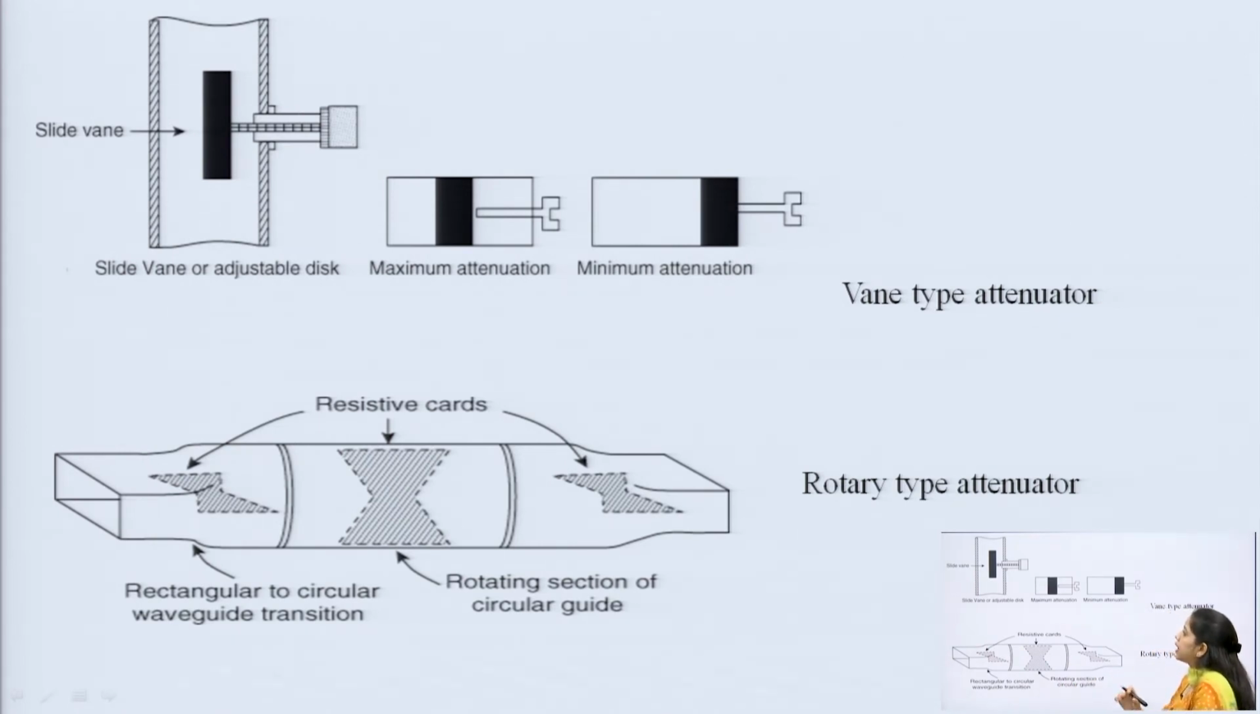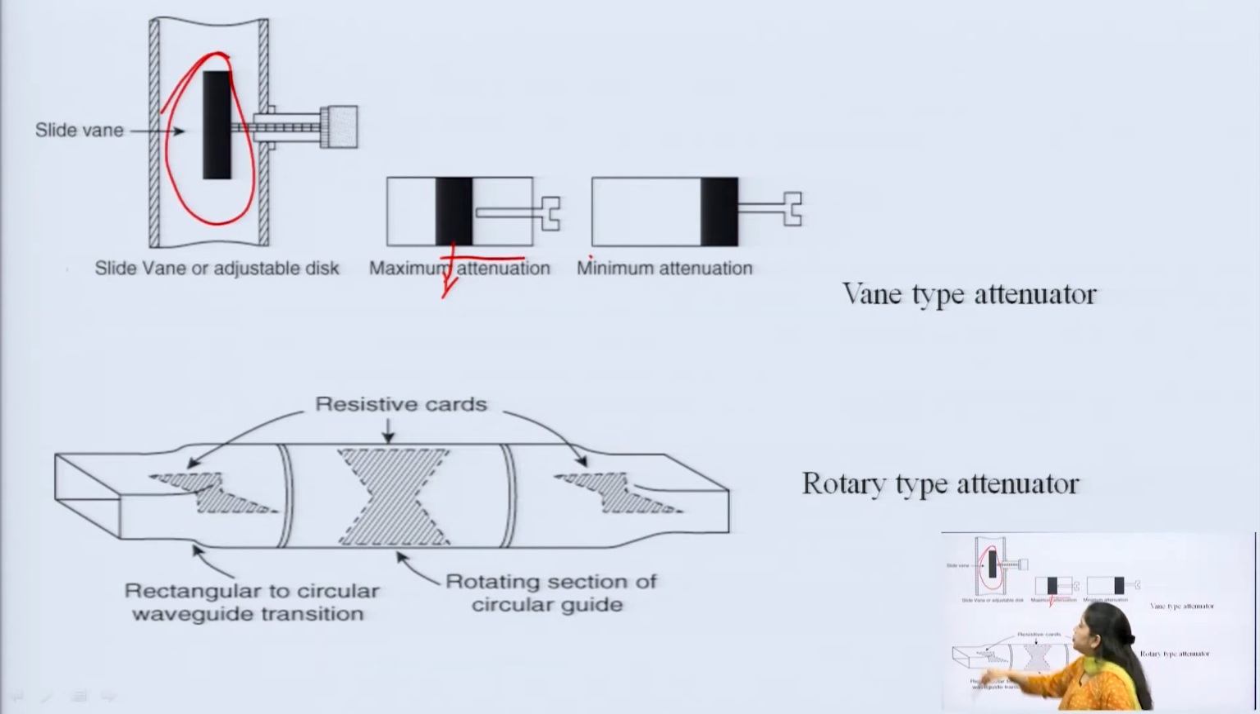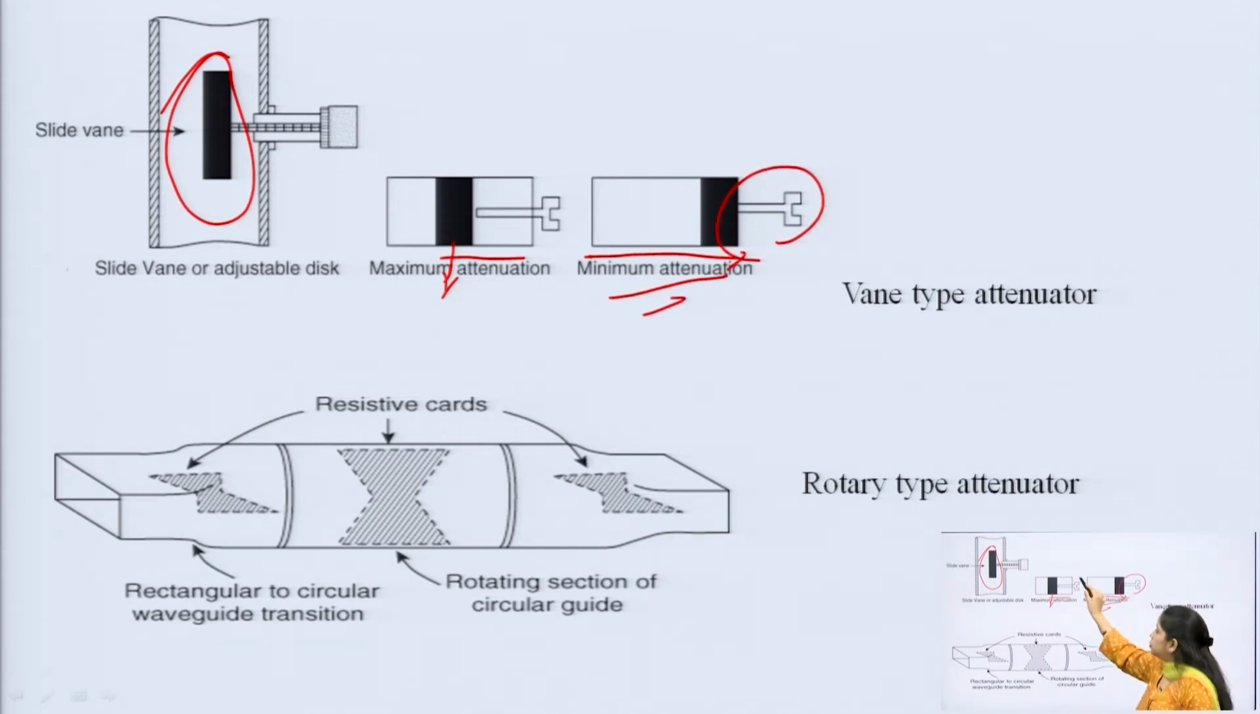In this also, there is a slide vane which is adjusted to obtain the maximum or the minimum attenuation. You can see this is the condition when we get the maximum attenuation, and when the slide is at the end, we get the minimum attenuation. This is an instrument used to get the movement of the slide, and as per the movement of the slide, we are able to change the attenuation which exists in the attenuator.